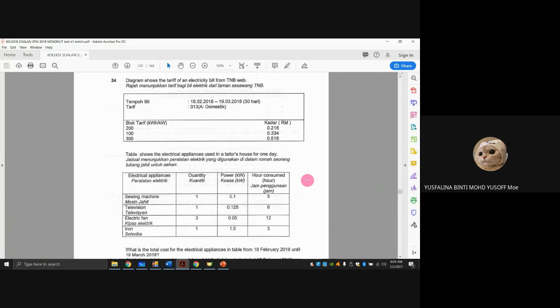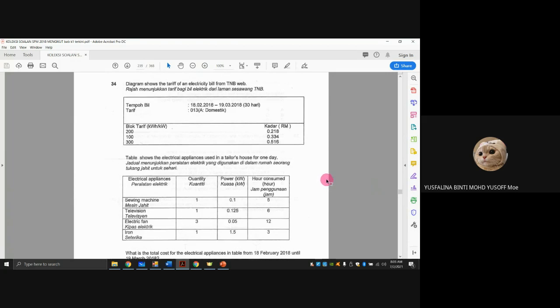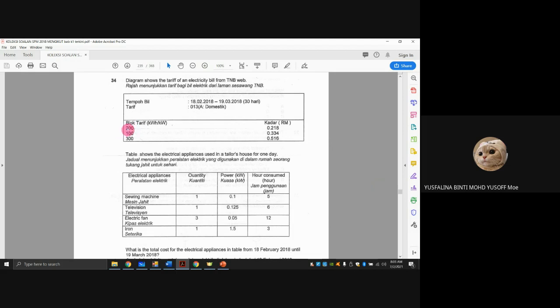Okay, from the TNB web. It says here from 18 February to 19 March. They give the first 200 blocks, you will be charged 0.218 cent. But after that, another 100, you will be charged 0.334. And another 300 after that is 0.516.